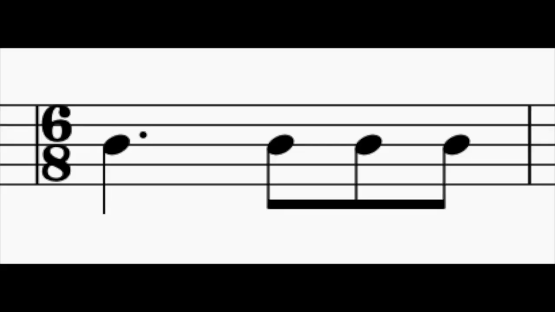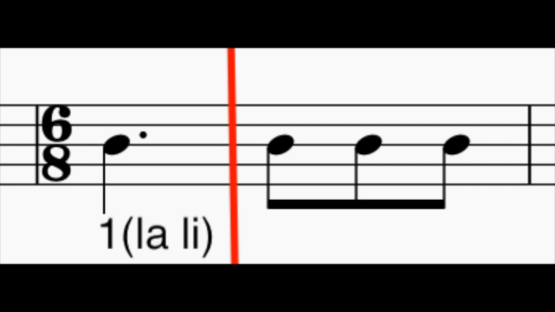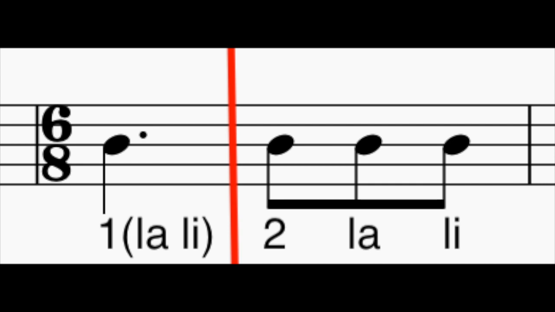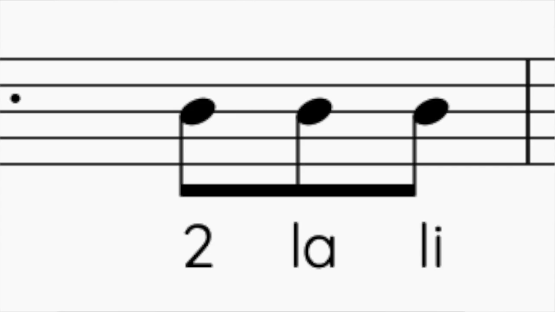So let's practice looking at these in the context of a full measure. In this measure, I have a dotted quarter note followed by 3 eighth notes. If we split the measure in half, we see 2 of our rhythmic words. The first one is just a 1. The la and li are silent because it's a dotted quarter note. Then the second half of our measure has 3 eighth notes. So we write out all of our syllables. 2 la li. So altogether, this measure sounds like this. 1, 2 lolly.